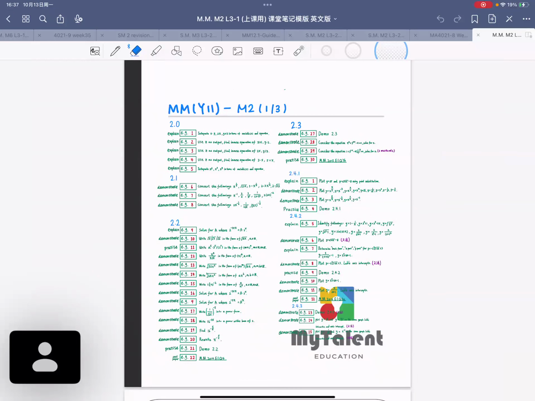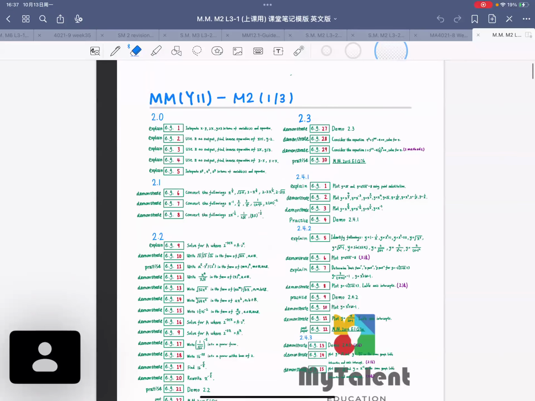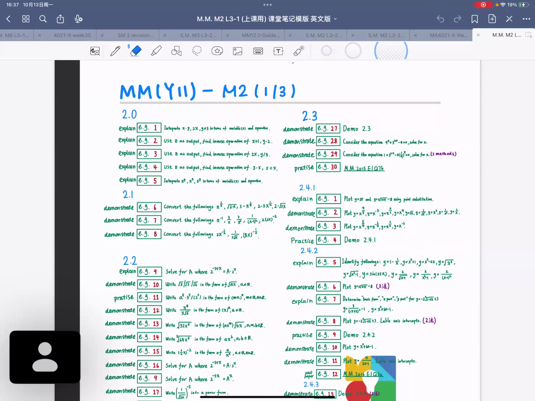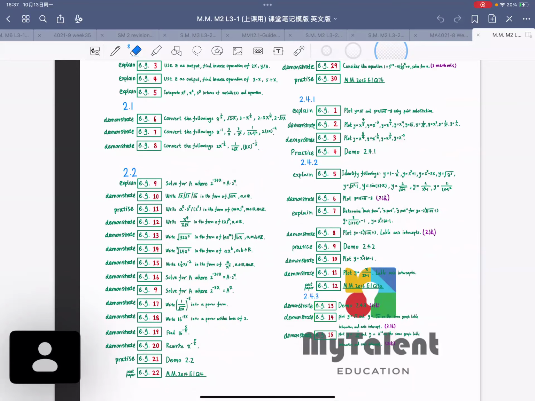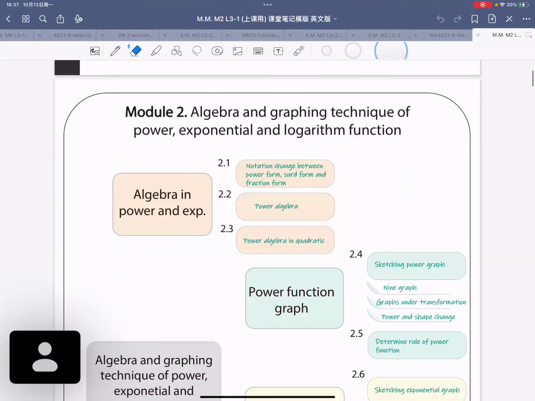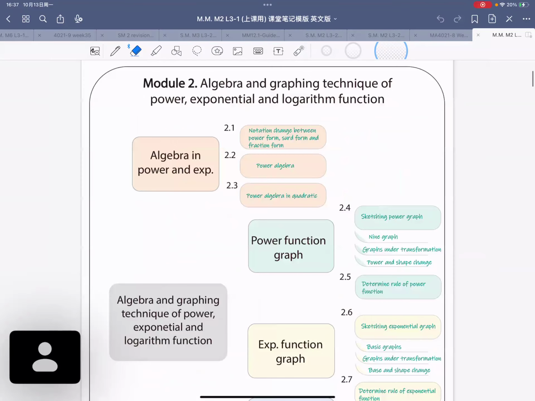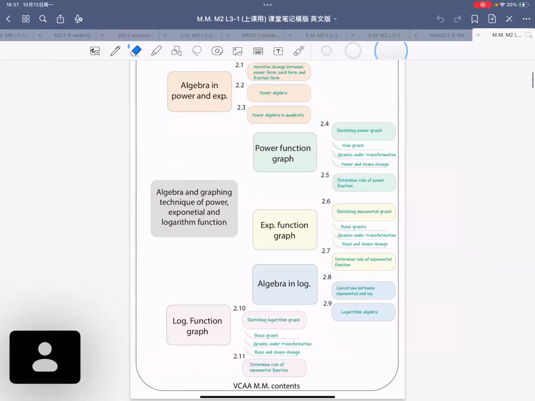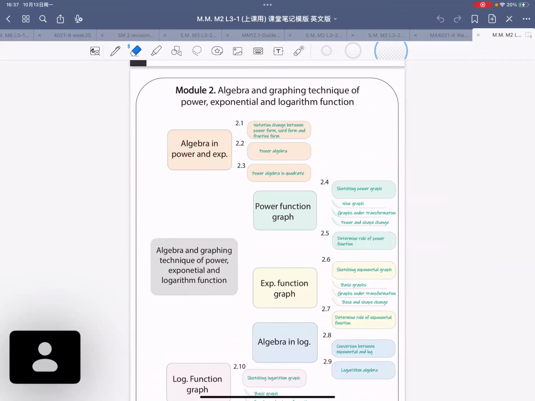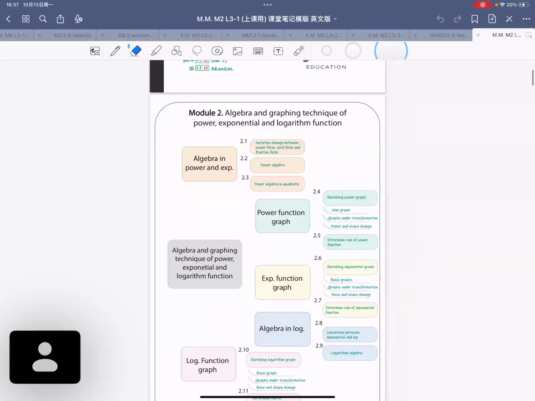We're going to start from module 2. We have 3 lessons for module 2, and module 2 is about all these basic functions. This is the one you have in hand. Module 2 is algebra and graphing techniques of power, exponential, and logarithm functions. This is a very fundamental topic for Maths Methods before we dive into transformation or combination of functions or inverse functions. These are just the basics.